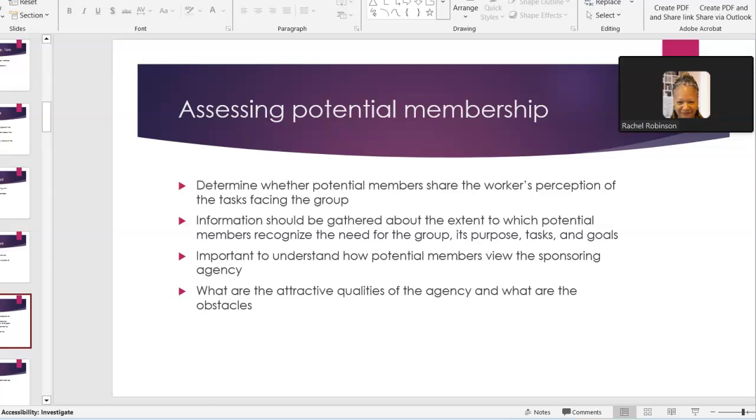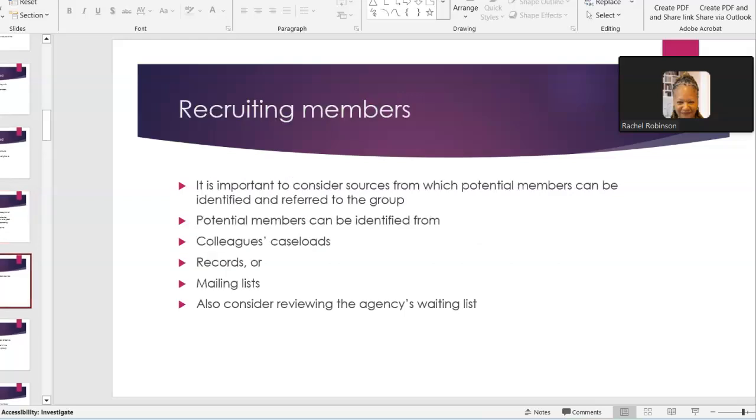So assessing the potential membership, determine potential members in terms of your perception if they're able to work on the tasks that are facing the group. You should gather information about potential members in terms of recognizing the need for the group, recognizing its purpose, the tasks, the goals. It's important, once again, how do potential members perceive the sponsoring agency? And what attractive qualities does the agency have? And what obstacles do potential members see?